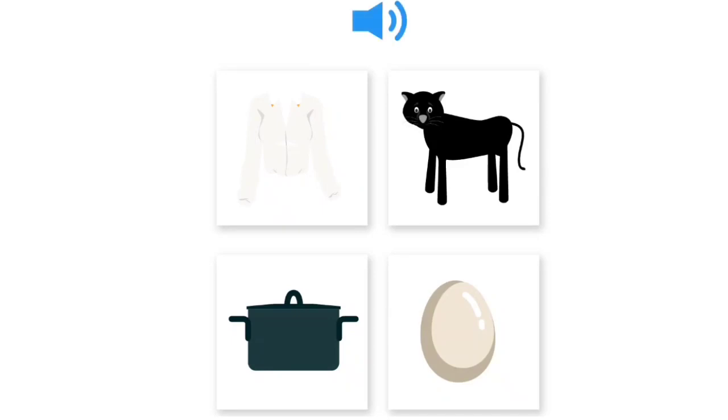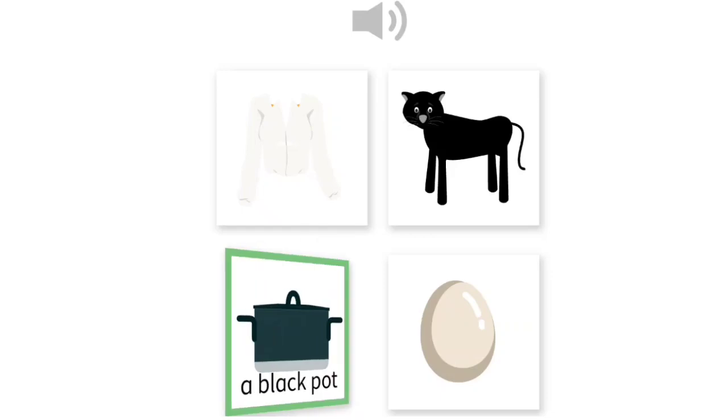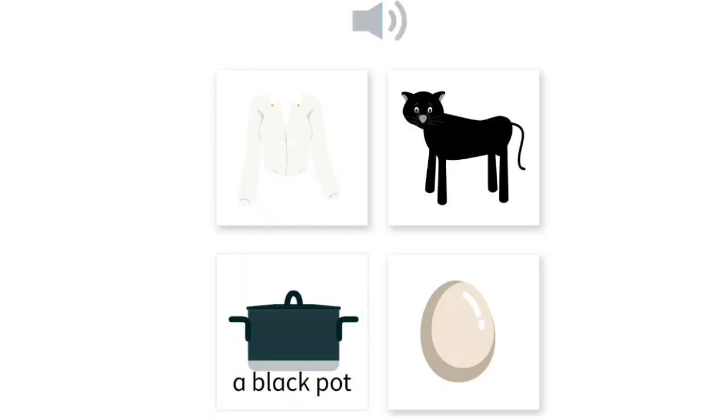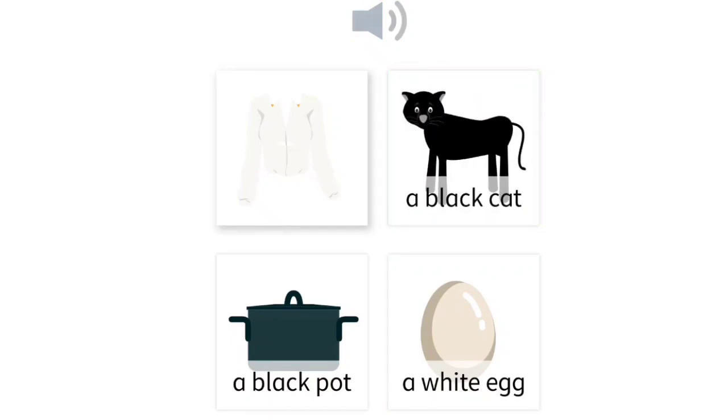Where is a white shirt? Where is a black pot? Where is a white egg? Where is a black cat? It is here. A black cat. Where is a white shirt? It is here. A white shirt.